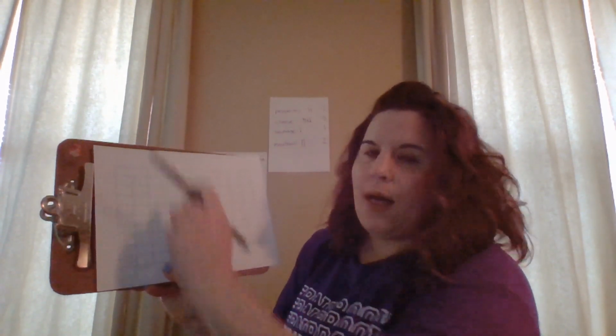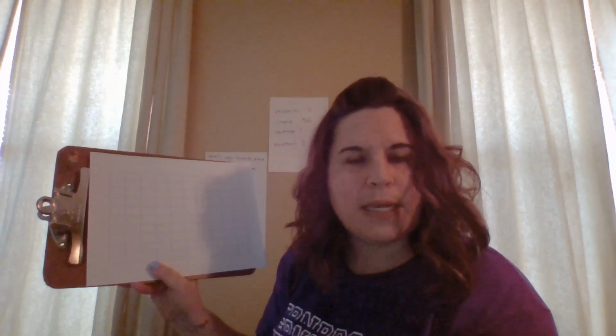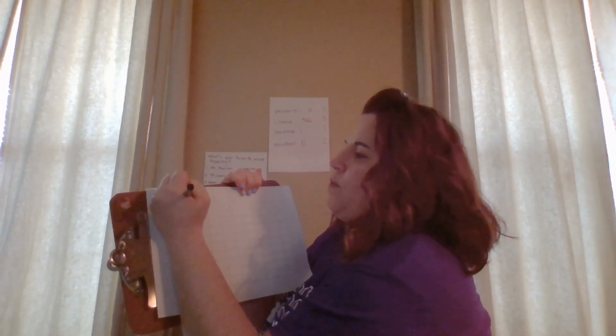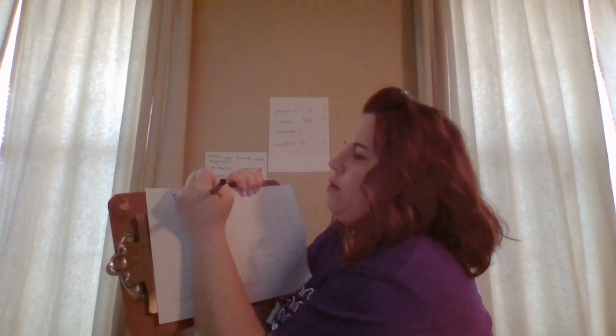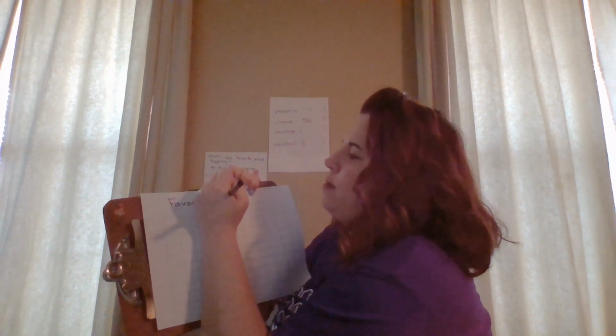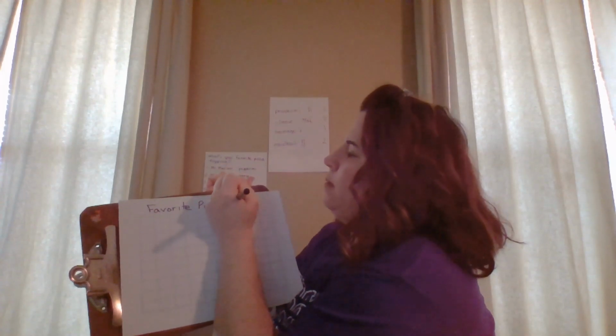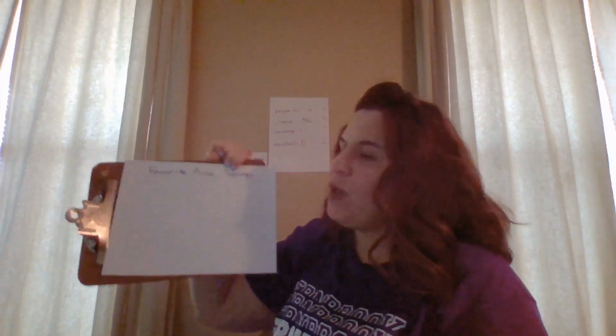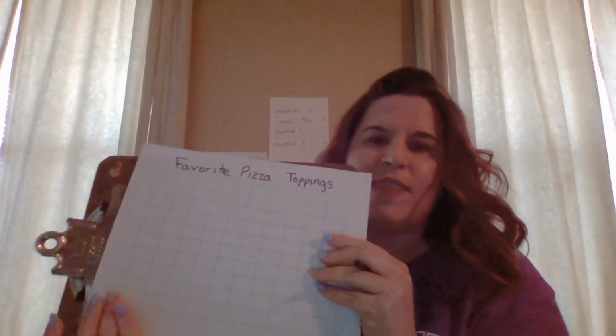All right. So I just said the first thing I have to do is give my graph a title. I think I want to hold it horizontally today. If I'm holding it horizontally, I would put my title on the top. Remember, I said it was called what? That's right, Favorite Pizza Toppings. So right on top, I'm going to write Favorite Pizza Toppings. So anyone looking at my information would know what this is.